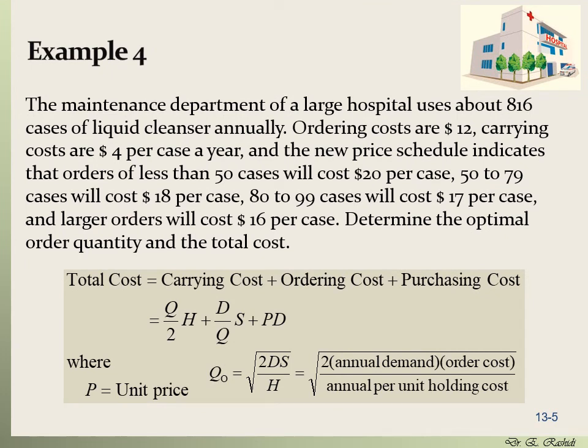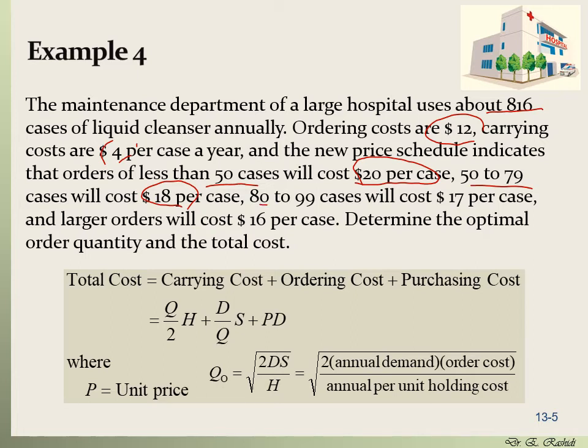Let's do an example. The maintenance department of a large hospital uses about 816 cases of liquid cleanser annually. Ordering costs are $12. Carrying costs are $4 per case per year. And the new price schedule indicates that for orders of less than 50 cases, it costs $20 per case. If they purchase between 50 and 79, they're going to get a discount of $2, so the price would be $18 per case.